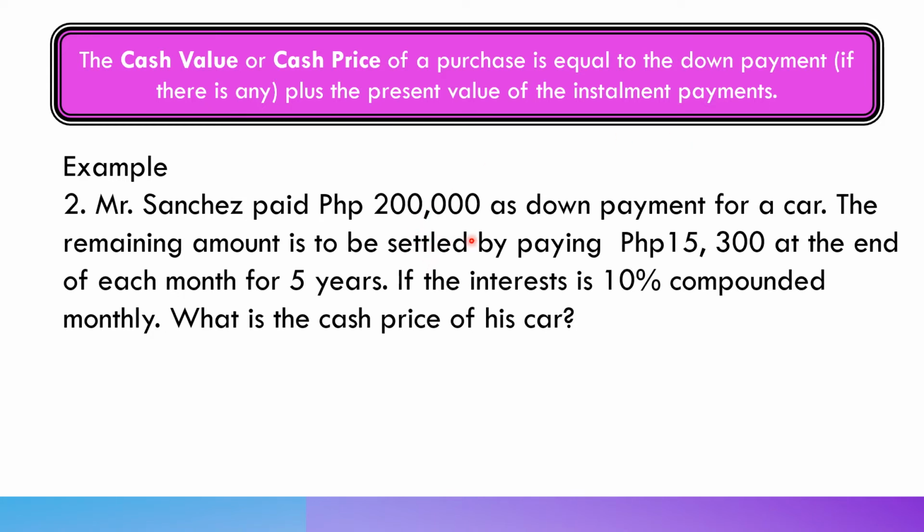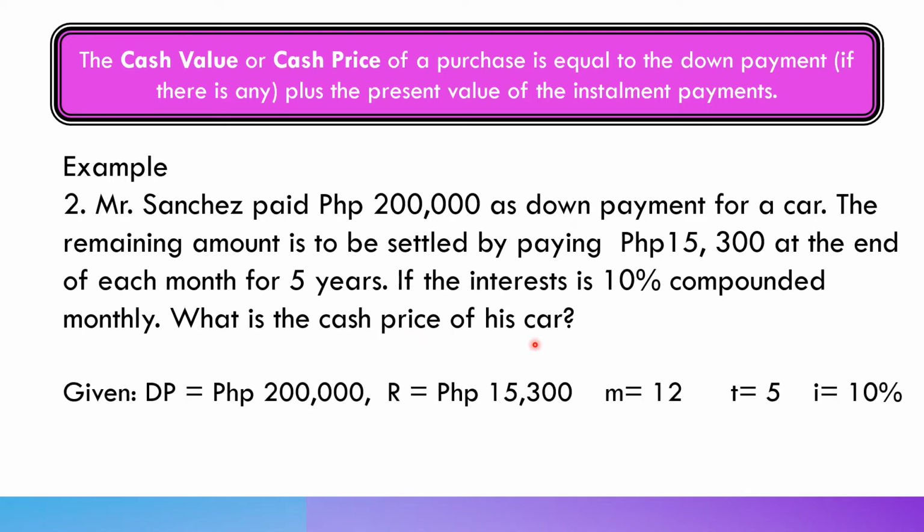Sanchez paid 200,000 as down payment for a car. The remaining amount is to be settled by paying 15,300 at the end of each month for 5 years. If the interest is 10% compounded monthly, what is the cash price of his car? So these are the given: the down payment, which is 200,000, and 15,300 at the end of each month for 5 years as part of the remaining amount.